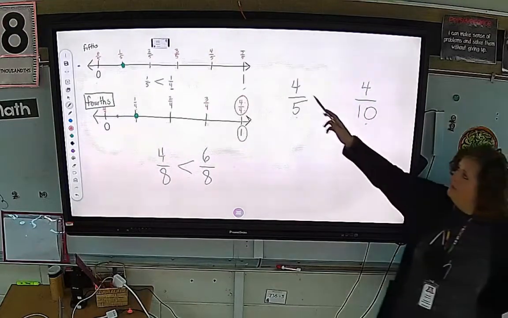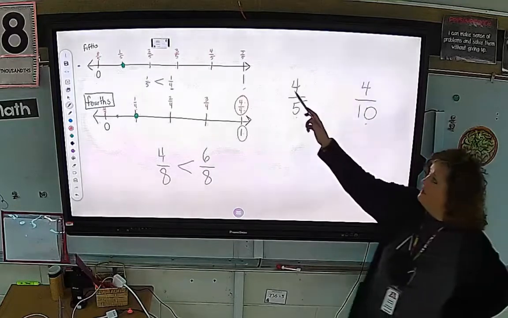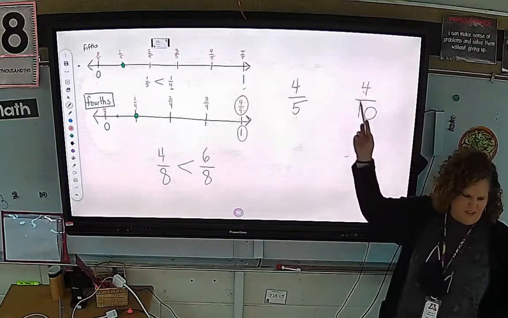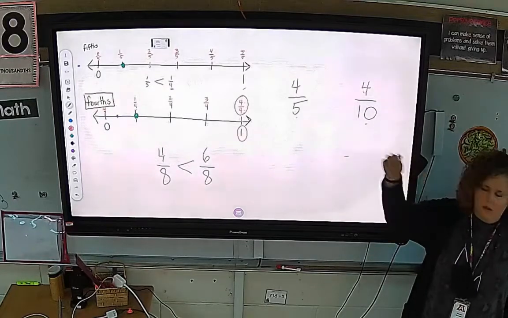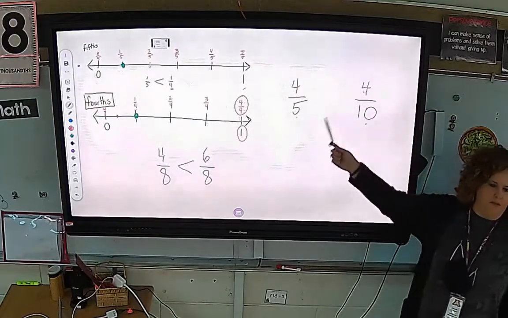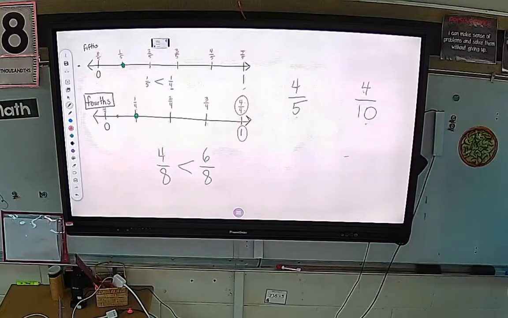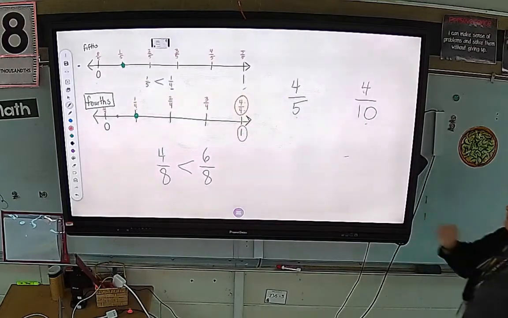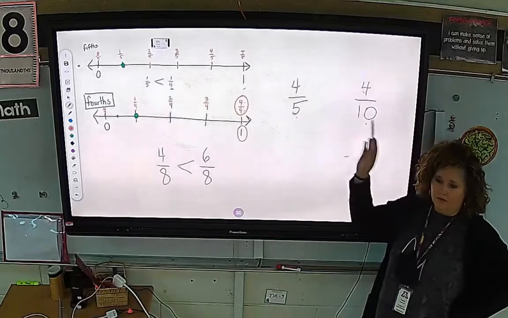I've got the same number of pieces. I've got 4 of these and I've got 4 of these. Okay, so that's the same. 4 and 4. So what do I know about these two things? Yeah, they're different because 5 is smaller than 10 and it's just half of 10. So 5 is larger. So these are larger or these are larger?